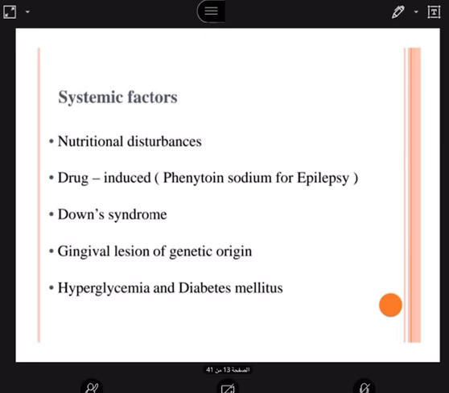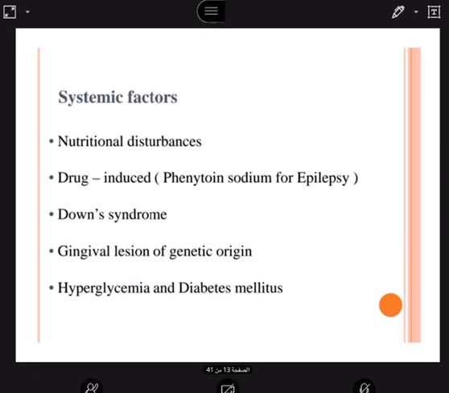Systemic issues. Drug induced, very important. Not only phenytoin sodium, there are other drugs like phenobarbital, nifedipine, etc., calcium channel blockers. All these things will actually cause gingival hyperplasia. Again, we'll be discussing this. So that is another systemic factor which will cause gingivitis.